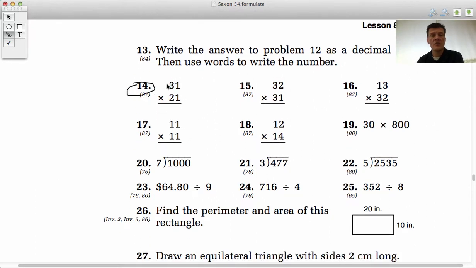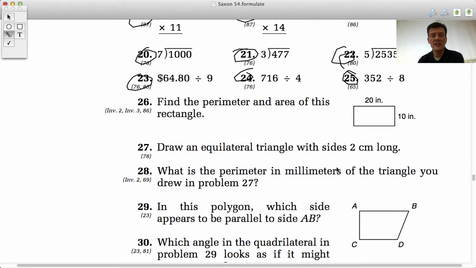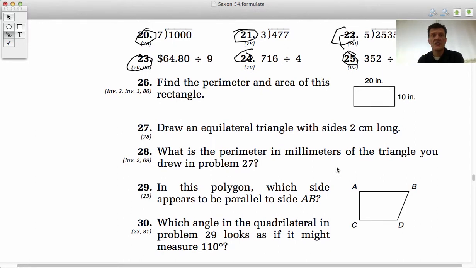Okay, I'm going to let you do all of these. So you do all of these 14 through 25, and let's jump down to 26 and talk about the perimeter and area.